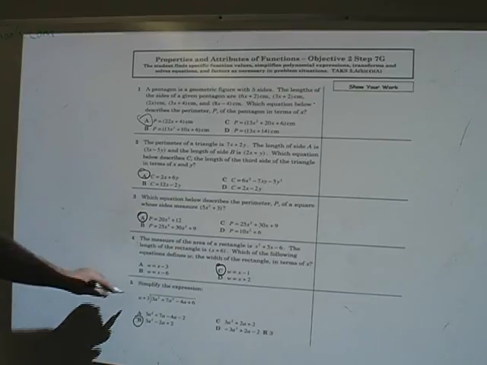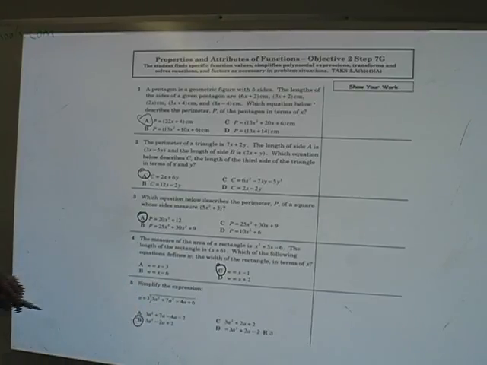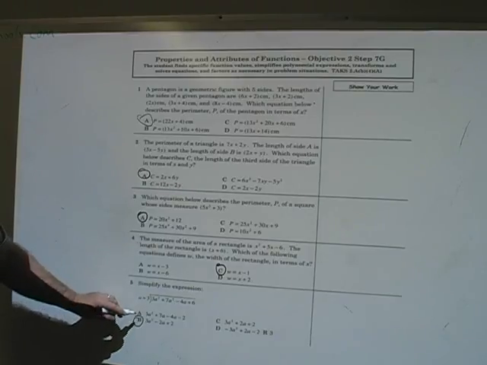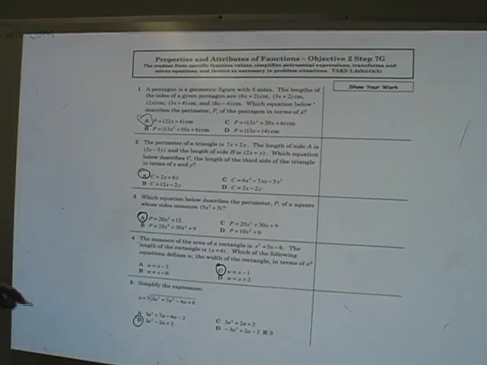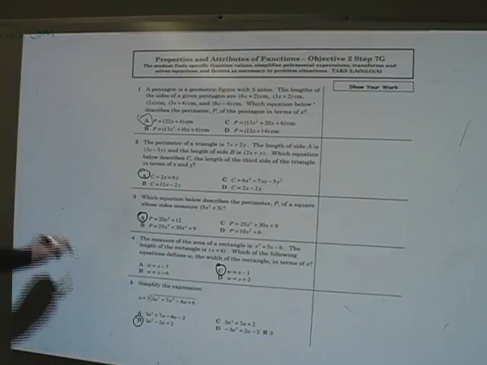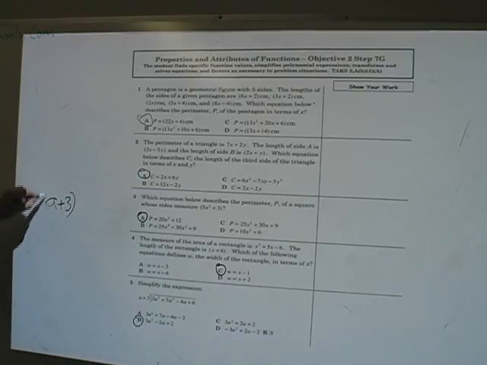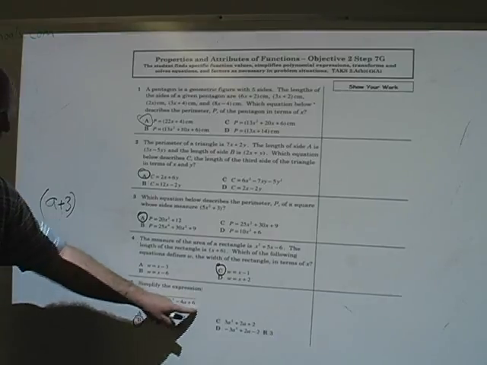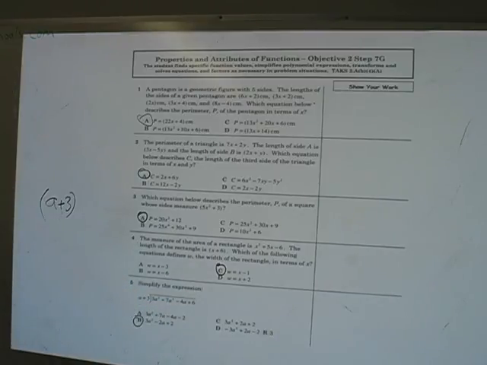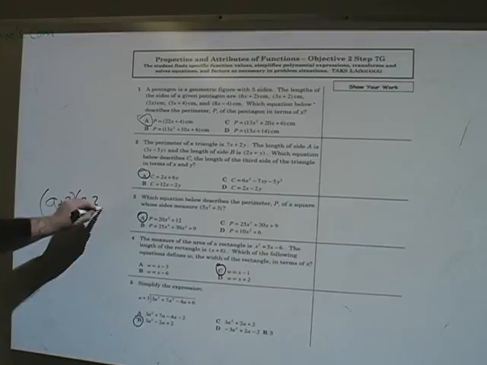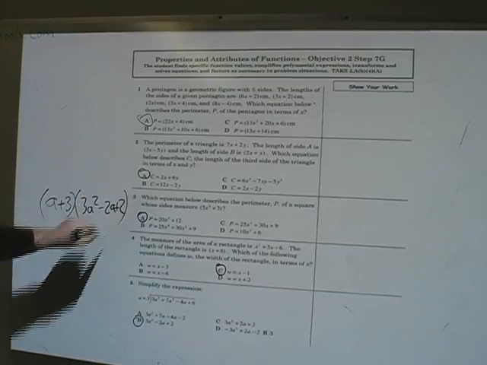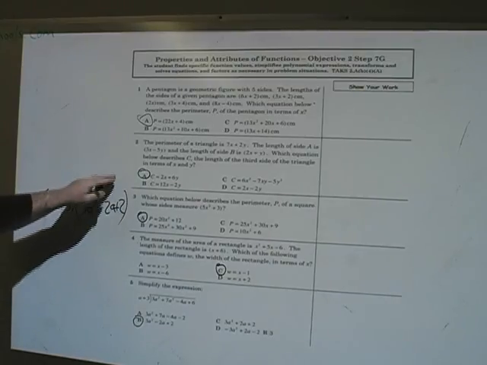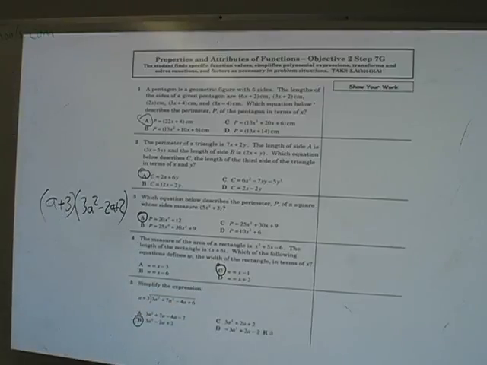I don't want to do these divisions yet, but one way you could do this is to check these answers. You would take a plus 3 times this answer down here, which should give you this number. So when you do a plus 3 times answer B and multiply that out, you should get what's under here.